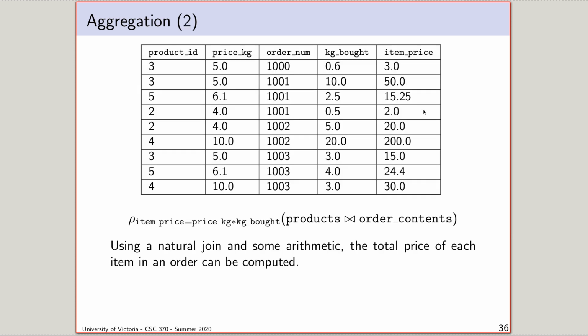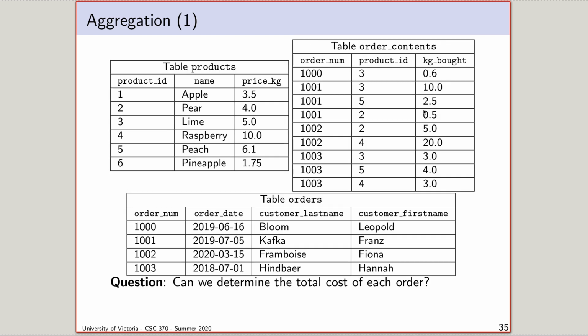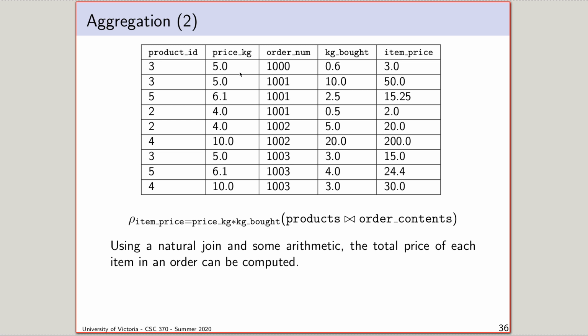So I want the total cost of every order. And as things currently stand, I don't even have the total cost of each item in the order. I have the items in each order and how much I purchased. And over here, I have the cost of each item per kilogram. But I know that I can do a join to associate those two things. So here, I have joined together products and order contents, so I have the price per kilogram and the kilograms bought in the same table. And I can easily use those two things inside each row. So 5.0 times 0.6 equals 3. 5.0 times 10 equals 50. I can use the internal contents of each row to compute the total price of each item, so the price multiplied by how much of it I bought.